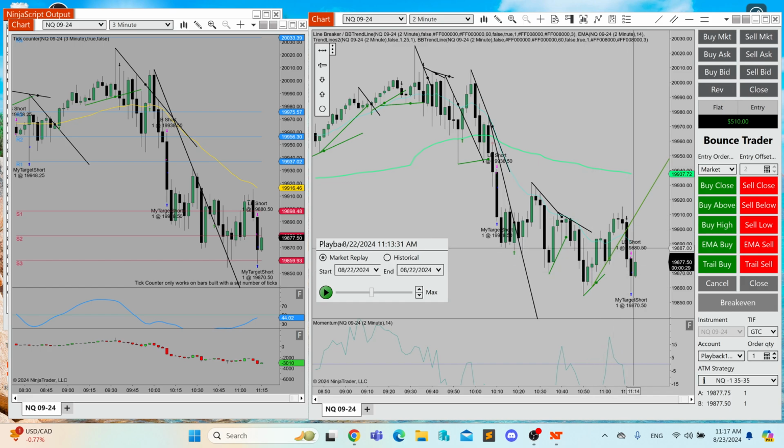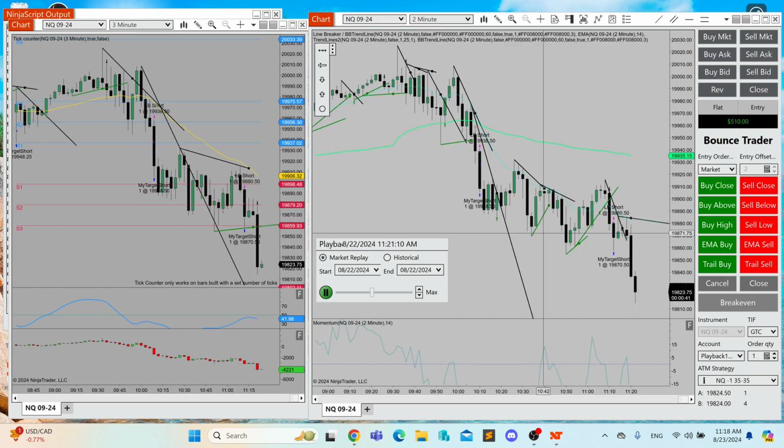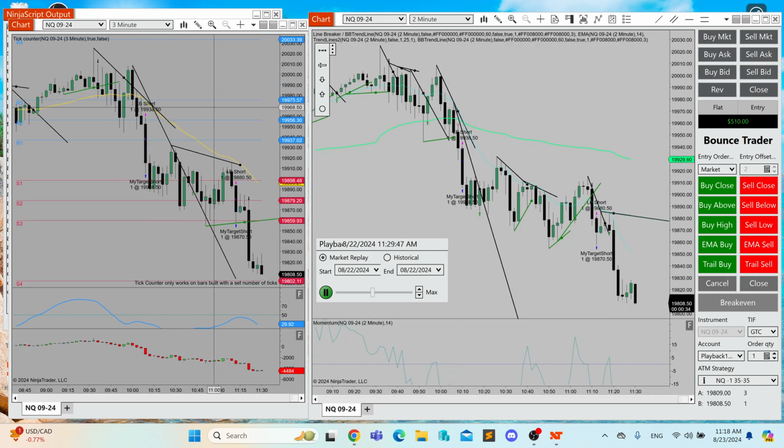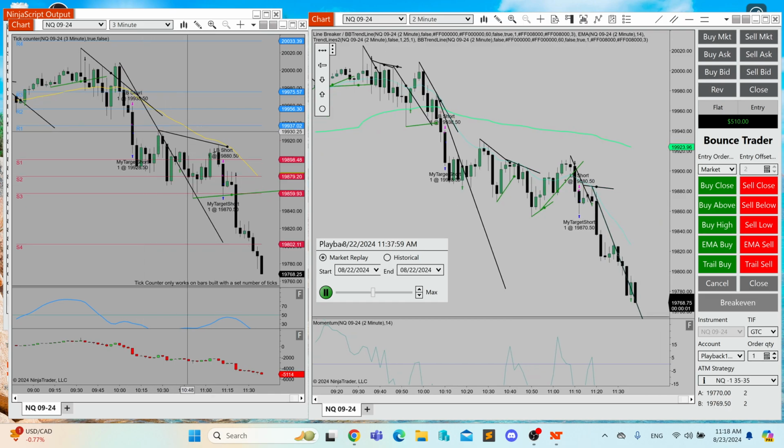So see it break to the downside, and we still have a downside trend line. So it didn't open to the long right here. Yeah, so it's making sure it opens according to the trend line on a higher time frame.